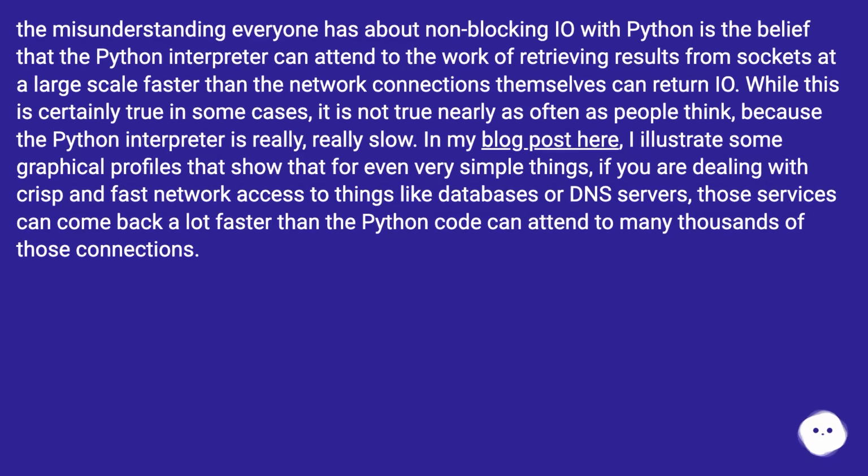The misunderstanding everyone has about non-blocking I/O with Python is the belief that the Python interpreter can attend to the work of retrieving results from sockets at a large scale faster than the network connections themselves can return I/O. While this is certainly true in some cases, it is not true nearly as often as people think, because the Python interpreter is really slow. In my blog post here, I illustrate some graphical profiles that show that for even very simple things, if you are dealing with crisp and fast network access to things like databases or DNS servers, those services can come back a lot faster than the Python code can attend to many thousands of those connections.